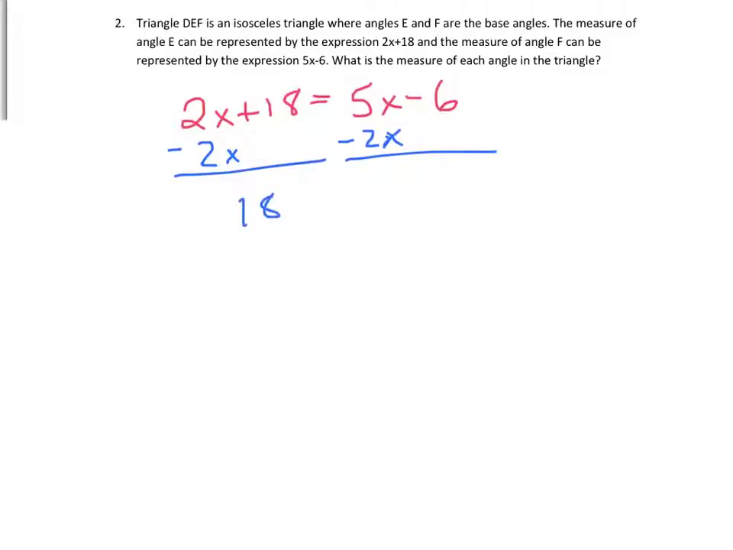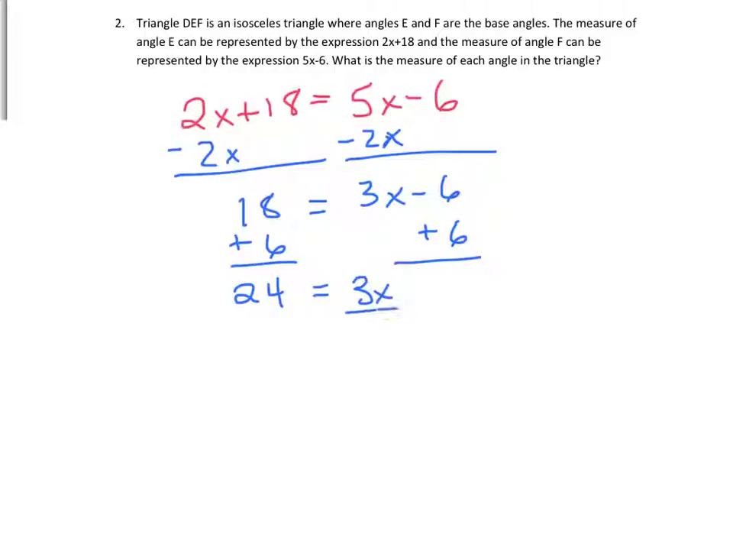And we have 18 equals 3x minus 6. Then I'll add the 6 over, giving me 24 equals 3x. Divide both sides by 3. We have that x equals 8. Alright, but it wants to know the measure of each angle in the triangle.